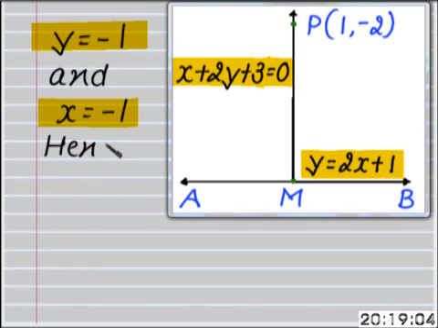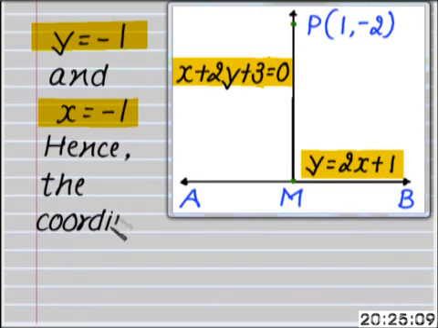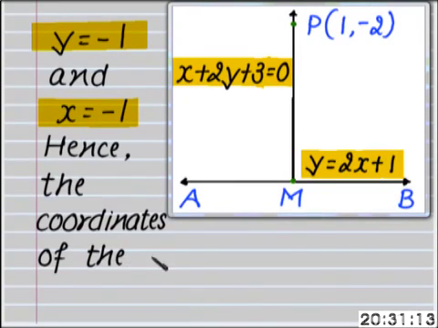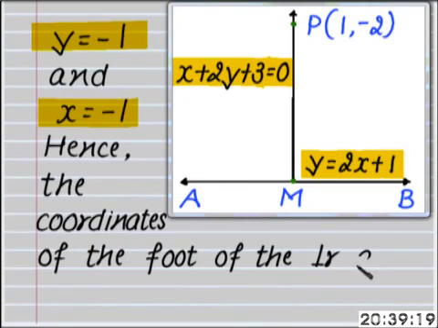Hence, the coordinates of the foot of the perpendicular are minus 1, minus 1.